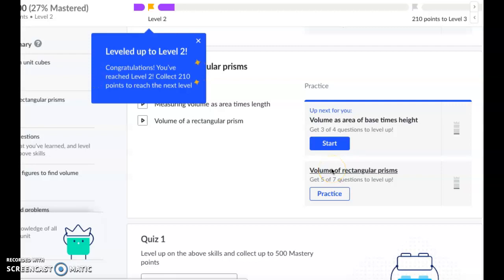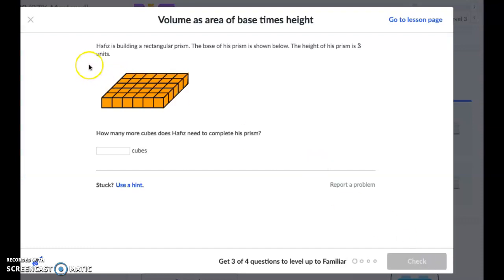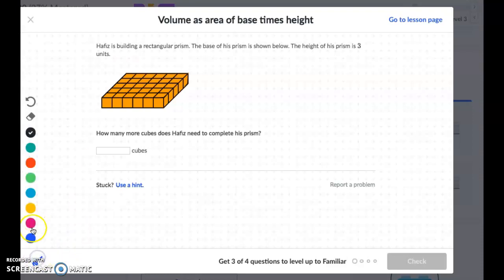Khan Academy volume, we're working on the subtopic volume as area of base times height. So Hafiz is building a rectangular prism. The base of his prism is shown below. The height of his prism is 3 units. So all they're doing this time is kind of making us do that volume equation. They don't want us simply just counting the squares all the time.